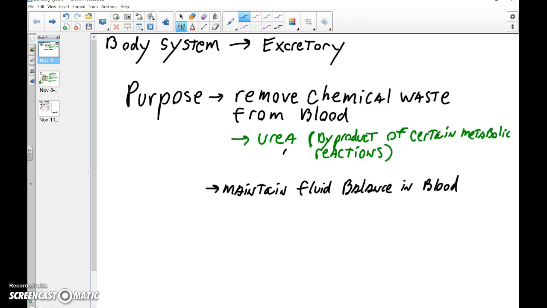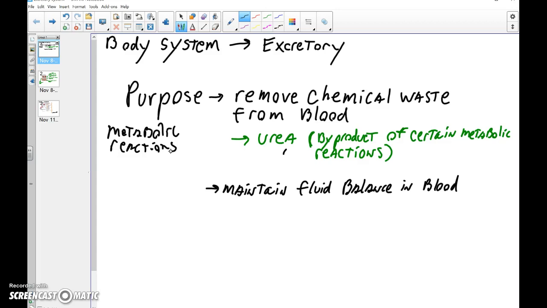One of the things you have to understand is that all of these metabolic reactions that go on inside your body actually produce a lot of waste. Sometimes that waste is carbon dioxide. We'll talk about that in a later presentation. Then you have to exhale to get rid of that.